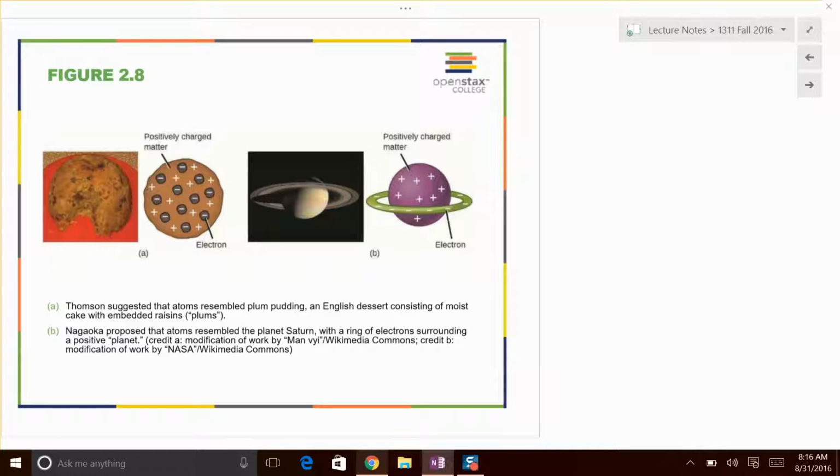And then we have another scientist proposing that atoms resemble kind of Saturn, where you have the positive charges. This is a little better, right? You have the positive charges right here in the center with a ring of electrons going around it, like that. Okay, so they're starting to try to identify these different ideas of how an atom is composed, where the particles are.